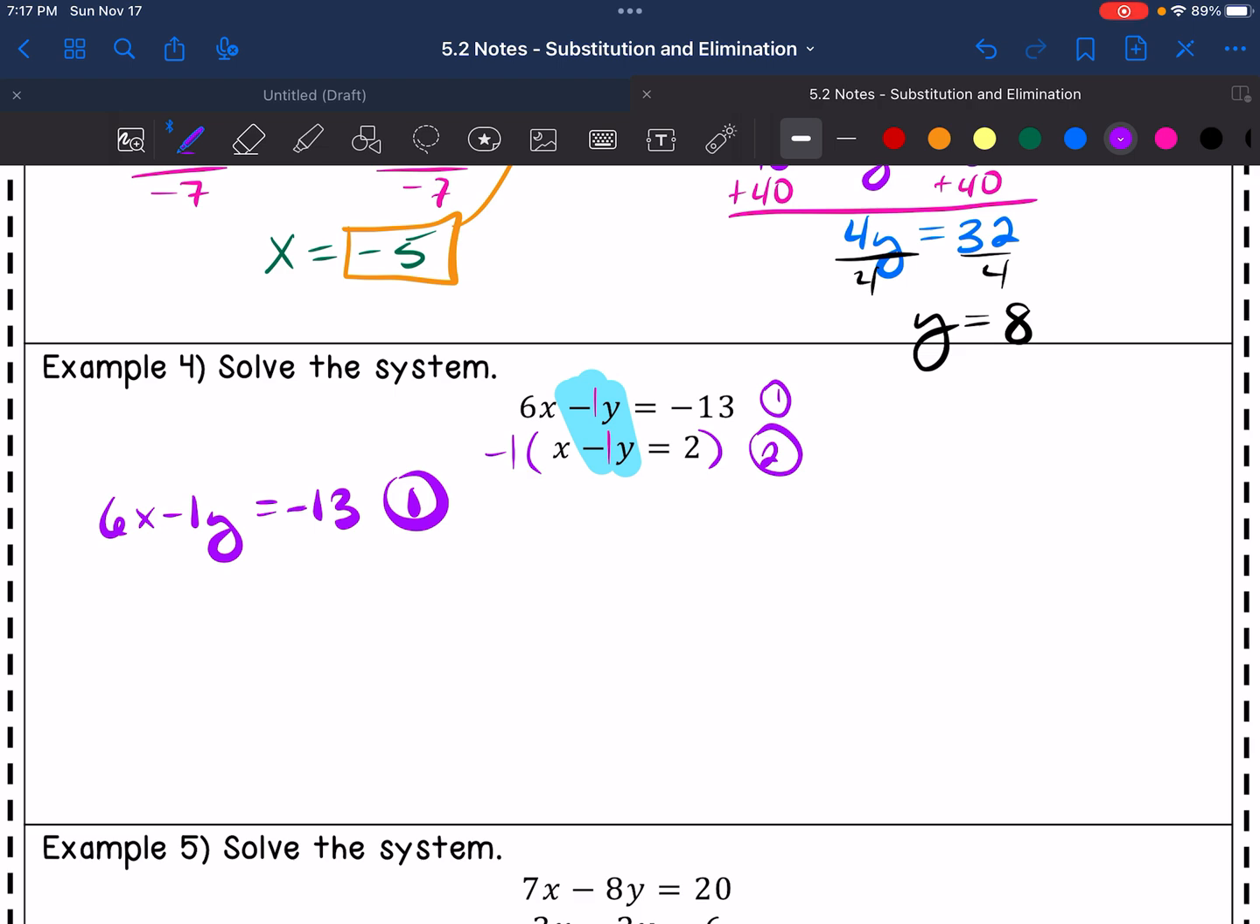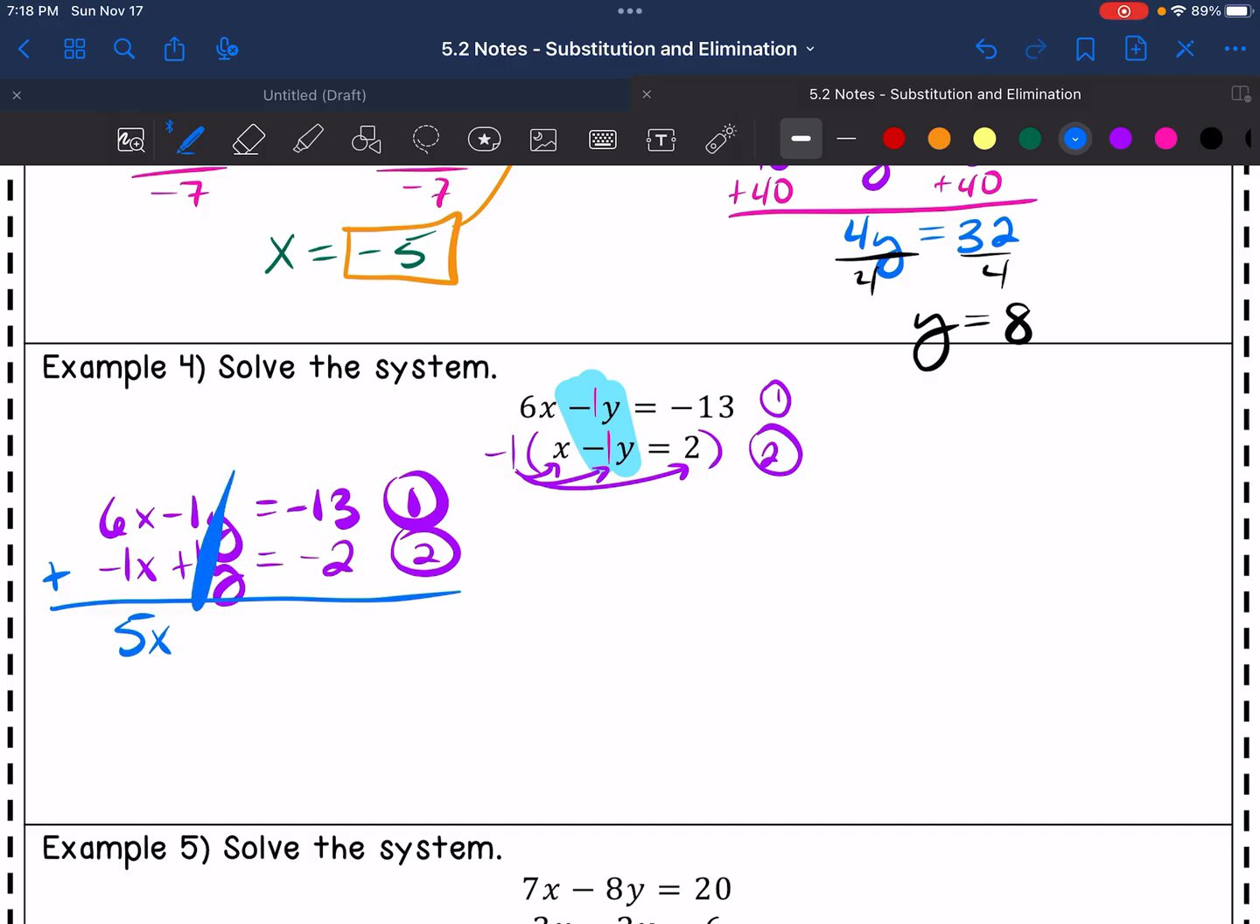My equation 2, I'm going to go through and distribute. I'm multiplying everything by -1 in the whole equation. So that will become a -1x plus 1y equals -2. That's my equation 2. Now that my y's are equal but opposite, I'm going to add them together. So 6x plus -1x makes 5x. -1y plus 1y makes 0, so it's gone. And then I get equals -15. So now I'm going to divide both sides by 5, and I get x equals -3.